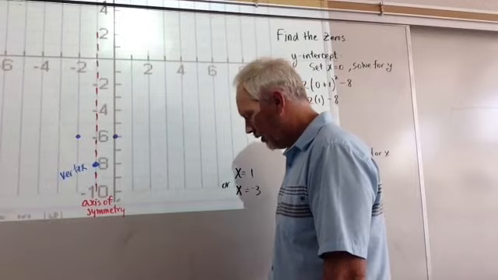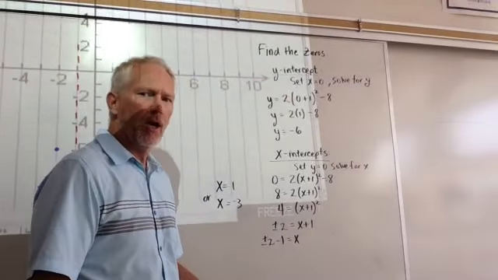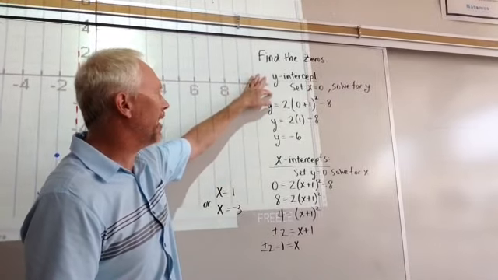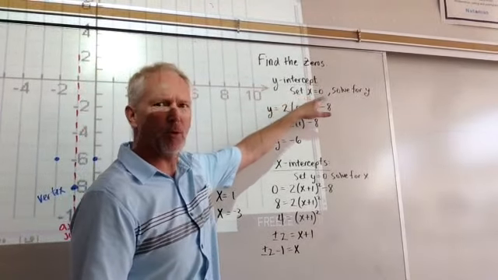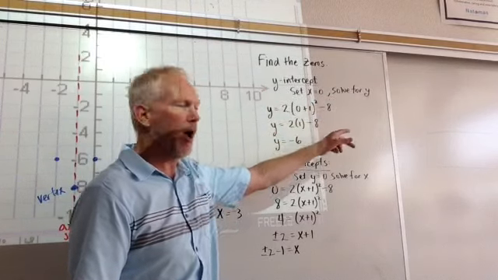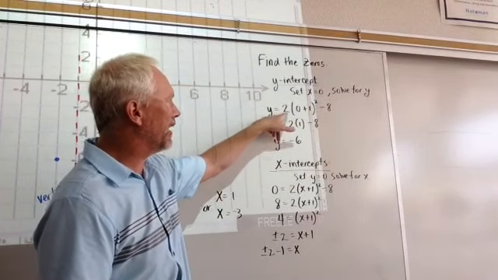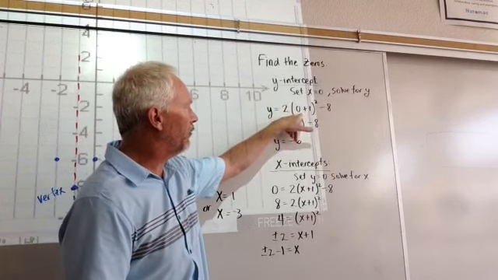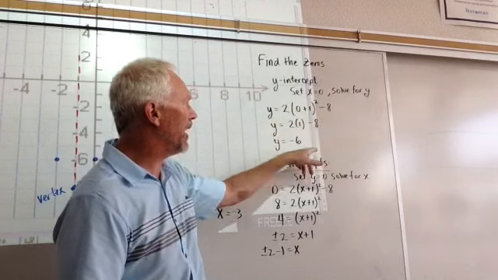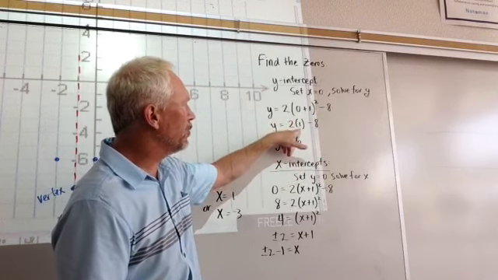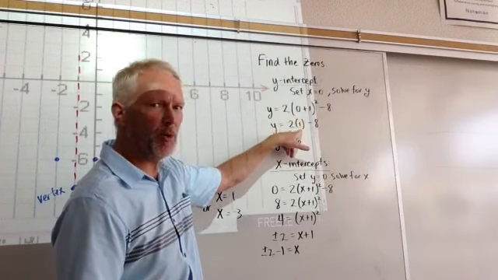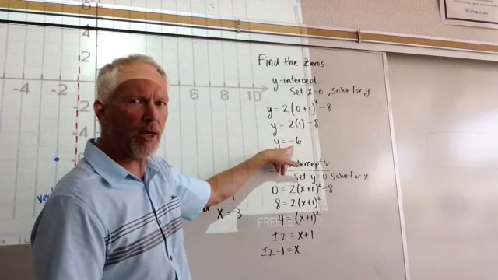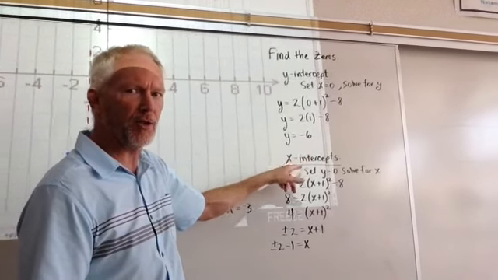So if we come over here, look at the zeros of the function. In order to find the zeros, we first can find the y-intercept, and when we do, we set x equal to 0 and we solve for y. So I set y equal to 2 times the quantity, I substituted a 0 in for the x, plus 1 squared, minus 8. We get 2 times 1, and 1 squared would still be 1, so I left it as 1. Minus 8, and we get as a result y equal negative 6. That will be our y-intercept.